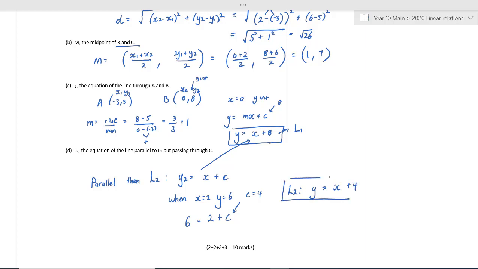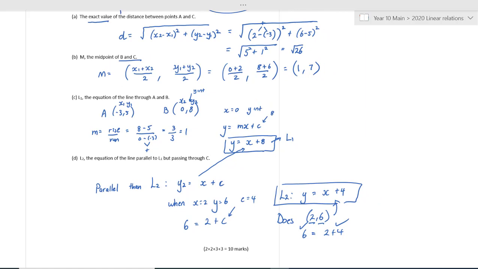How could we also test, does the point 2, 6 satisfy the equation? Well, when x equals 2, does y equal 6? Is this true? Yes, it is. So that, of course, goes through that point, and it also happens to be parallel.